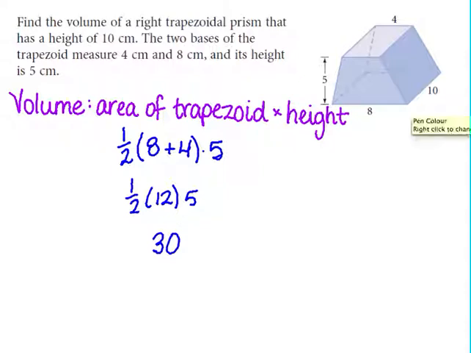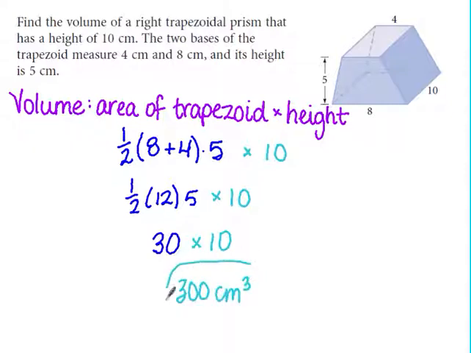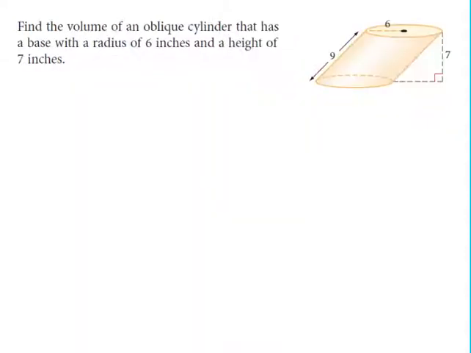Now what I need to do is take that times the height of my prism. The height of the prism is basically the distance between the two bases. What's the distance between the two bases? 10. So what is the volume here? 300. 300 centimeters cubed. So the area of the base times the height. All right, let's look at another one.